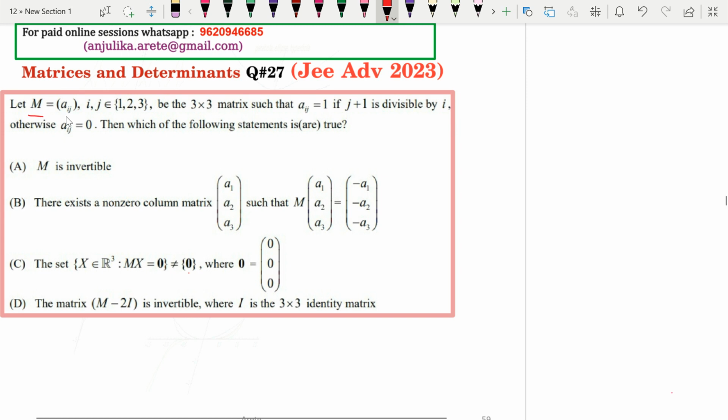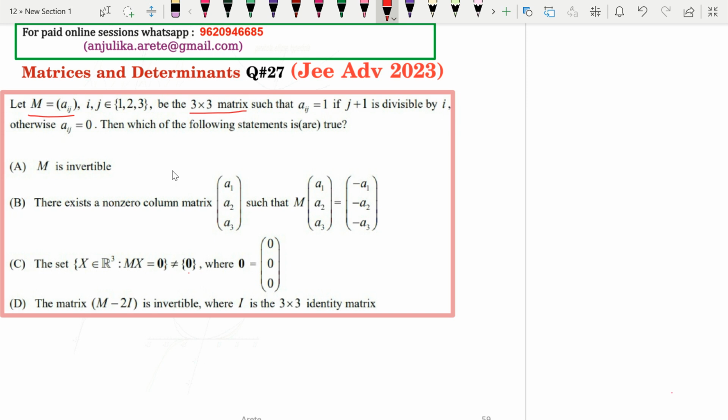A matrix M is given to you. Aij are the elements. i, j belong to 1, 2, 3. That means, of course, it's a 3 cross 3 matrix. Now they're looking for the elements. You know that i stands for row and j stands for column. They're saying Aij is 1 if j plus 1 is divisible by i and 0 otherwise.